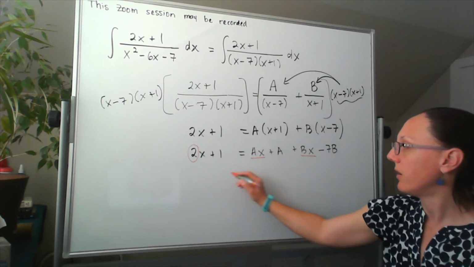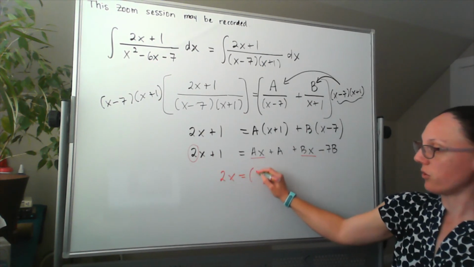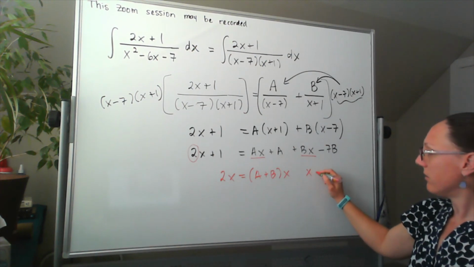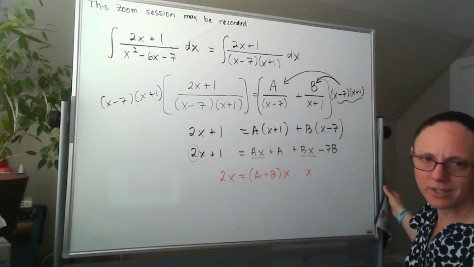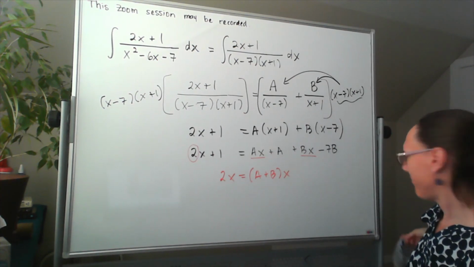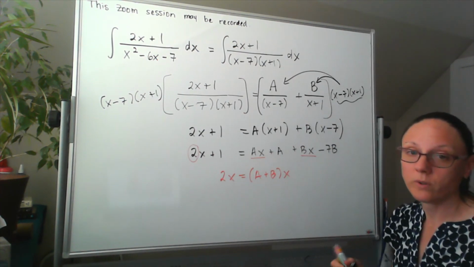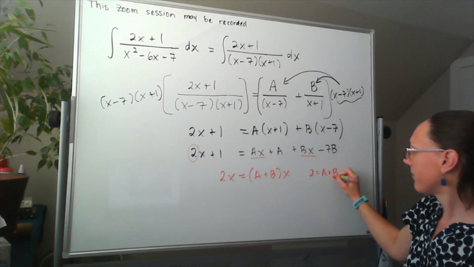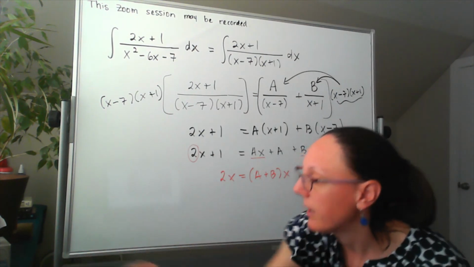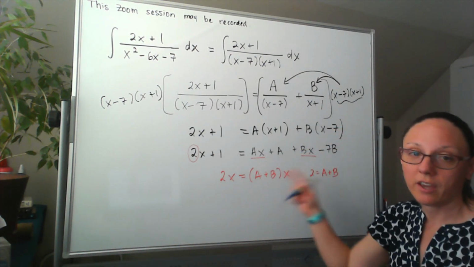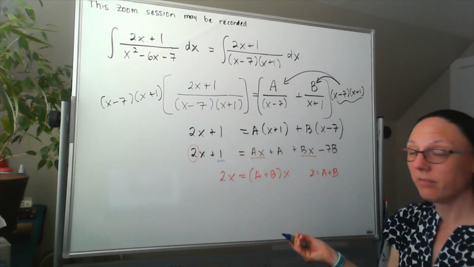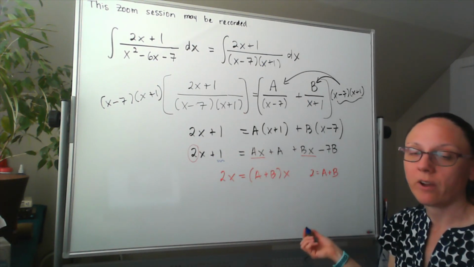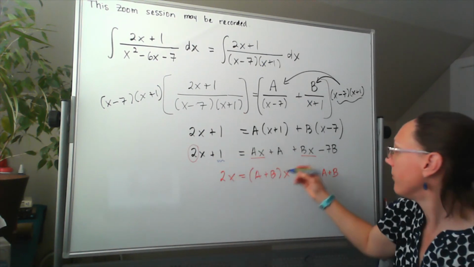Pairing these up, I'd have 2 is equal to a plus b. Coming back and looking again at the left-hand side, I have a 1 without an x, which means all of my terms on the right-hand side without an x must add up to equal 1.